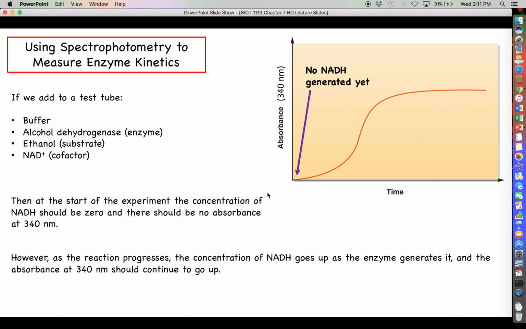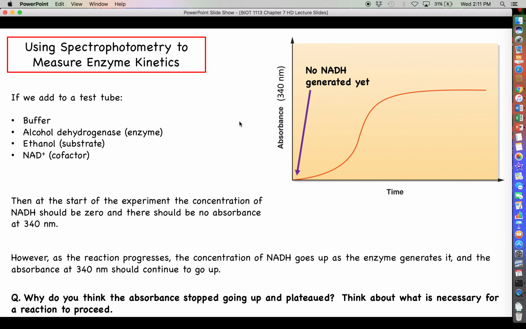However, as the reaction progresses, you'll notice that the absorbance starts to go up and up and up, and this is evidence of the enzyme not only converting ethanol to acetaldehyde, but specifically it's evidence that NAD plus is being converted into NADH, which does absorb at 340 nanometers. So as long as this reaction is continuing to go on, the absorbance value should continue to go up as the concentration of NADH in solution goes up as well.